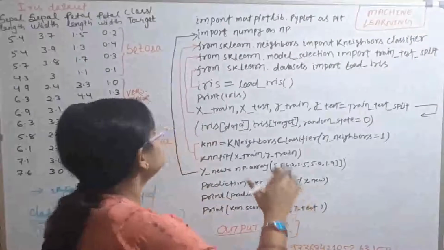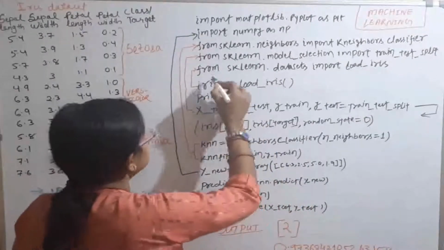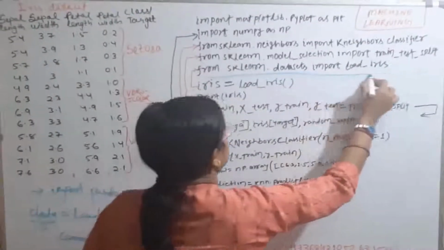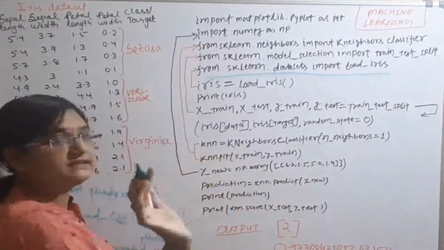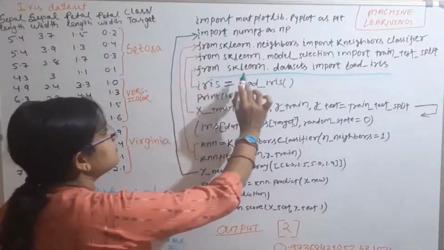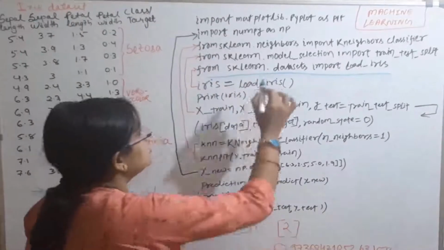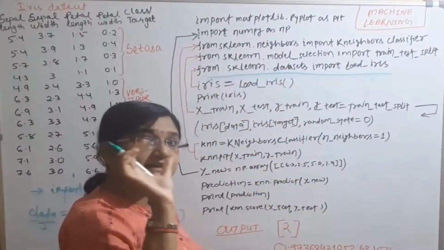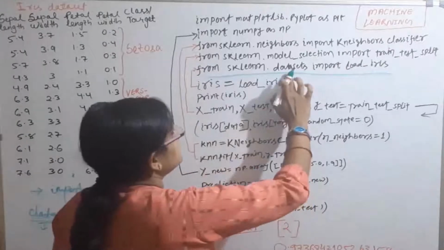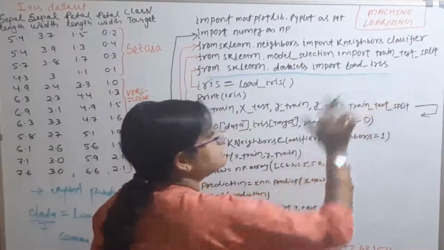Okay, here you can see this line. What is the syntax? The syntax is from sklearn. Sklearn is the library, and dot datasets. Inside datasets we have to import the load_iris function.